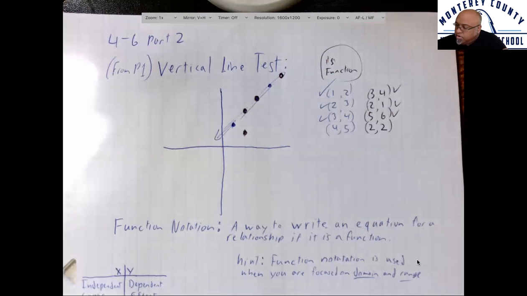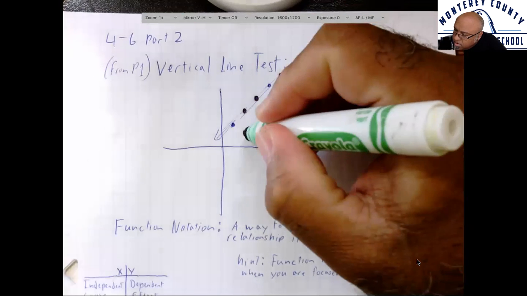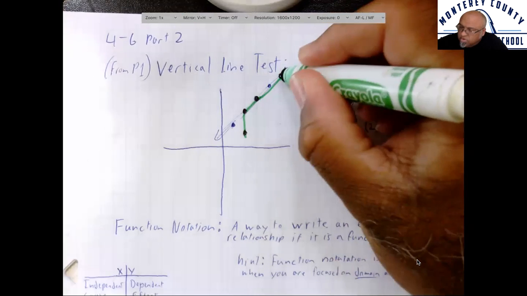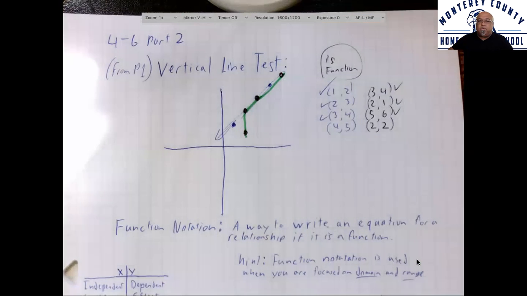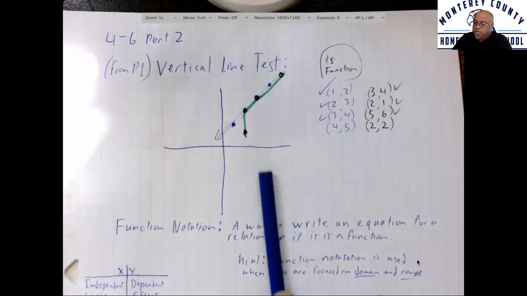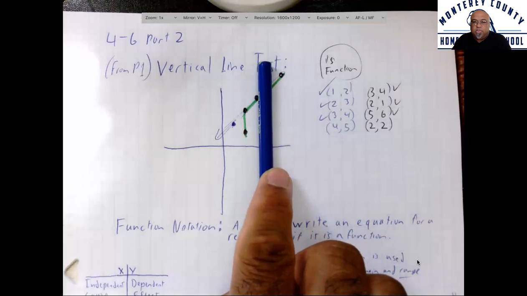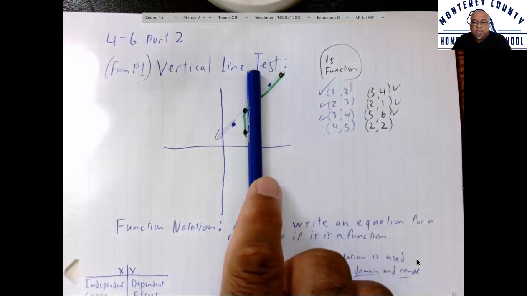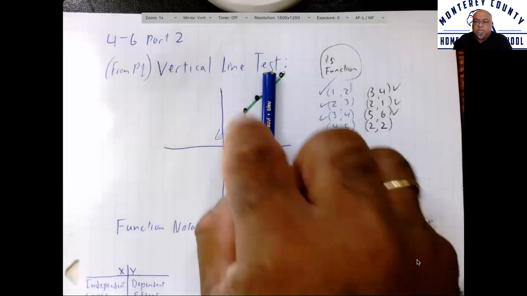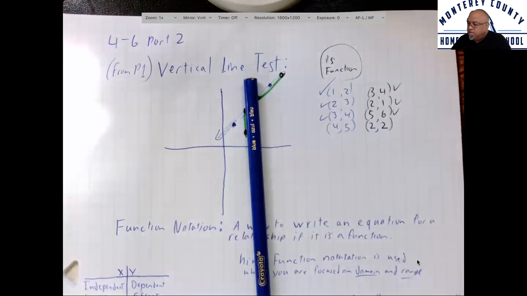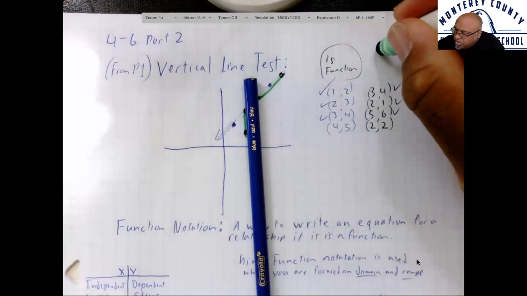So I'm just going to use a marker just so we're not mixing the points up. So in this one, it goes here, here, and then it goes here. Now let me try my vertical line test again. Okay. There's no 2 points on top of each other there. There's no 2 points on top of each other there. But yes, there are 2 points on top of each other here. So the second one, since there are 2 points that are directly on a vertical line from each other, that one would not be a function.